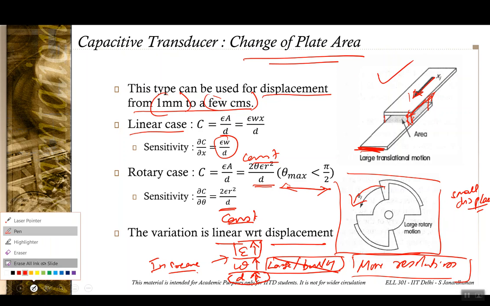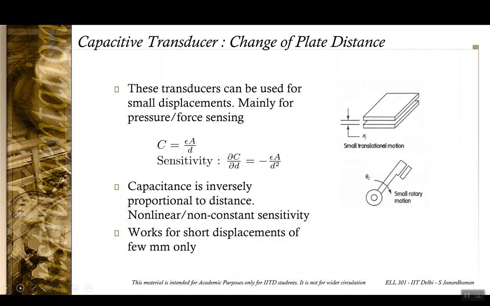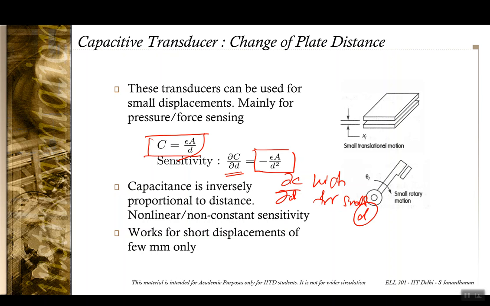Okay, and fortunately, we do have an option. We can go for changing the distance between the plates. Now how does this help us? When you see that this is the formula for the capacitance, and you see the sensitivity with respect to the plate distance d, you'd see that this is epsilon A by d square. So the sensitivity, dC by dd, is high for small values of d, and this decreases as d increases.